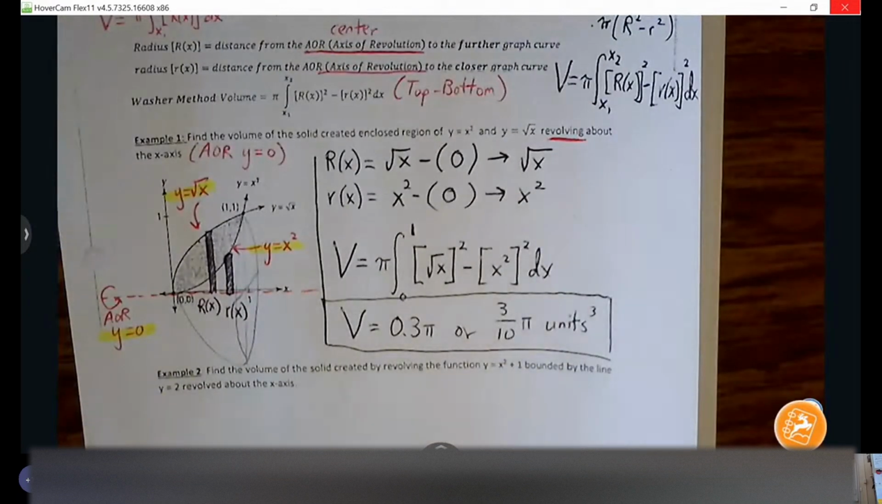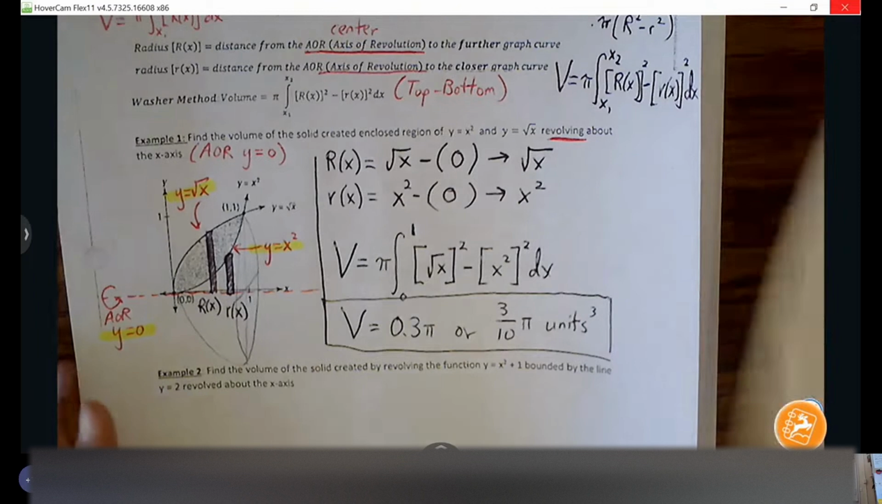I just created this last period, but I want to point out some common mistakes that students make with washer method. I'll type it up and put it under today's link, but I just want to show you what those common things are.